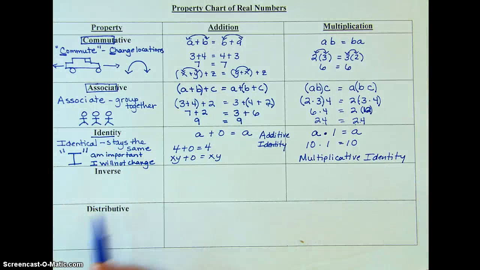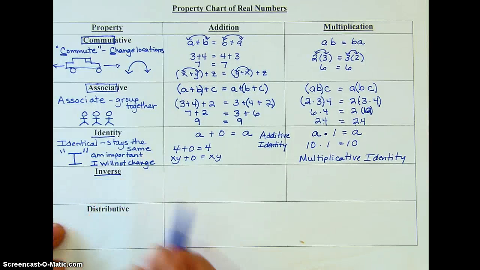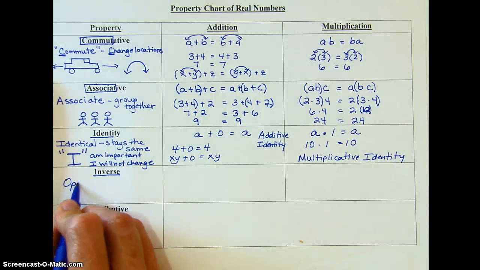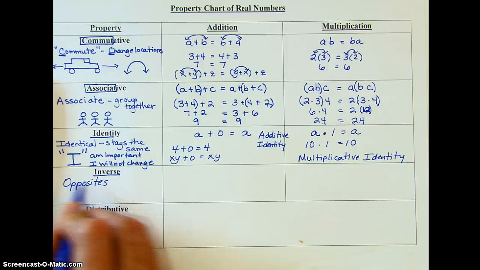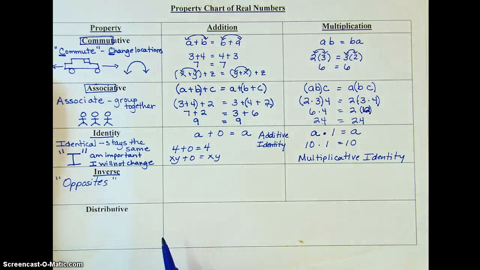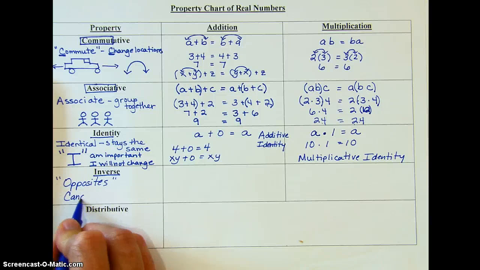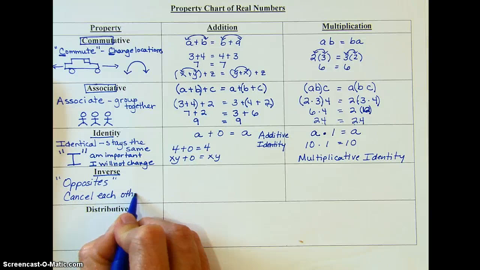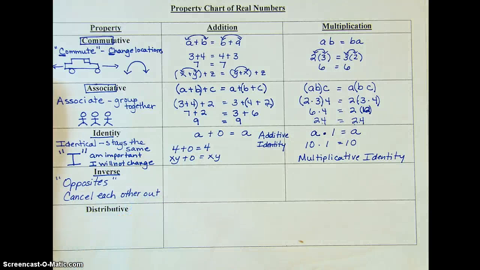Now, the next one is the inverse. And the inverse, the easiest way to think about this is inverse operations. They are opposites. And if they are opposites, what do they do to each other? Well, they cancel each other out. So they cancel each other out. Now, think about this. Okay, what cancels out 3? Well, if I have 3 and I add negative 3, they cancel each other out.